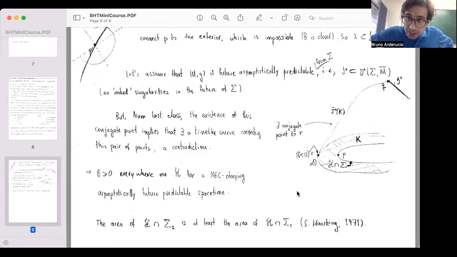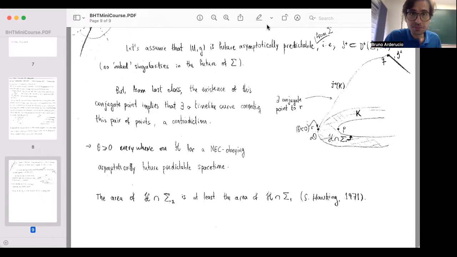I give here credit to Stephen Hawking in 1971, but I must say that Hawking did not use his hypothesis of future predictability. Instead, he assumed that every generator in the horizon is future inextendible. So he had a weaker hypothesis. 1971 is the first formulation of the area theorem. Since then, we have managed to reach the version I'm presenting to you, where the hypotheses that you need to prove it are a little bit more under control. You know exactly what's going on and what needs to go wrong for this conclusion not to hold.